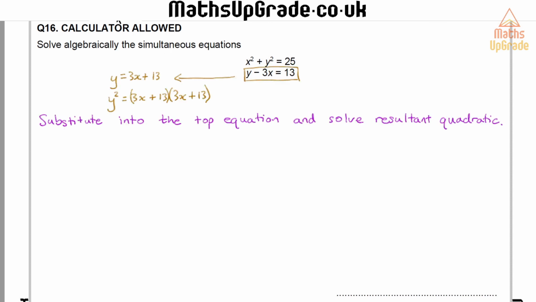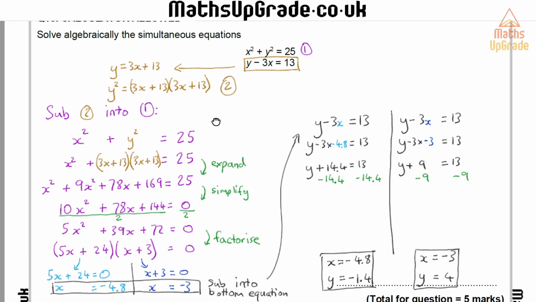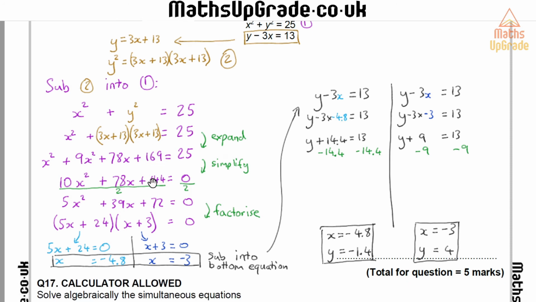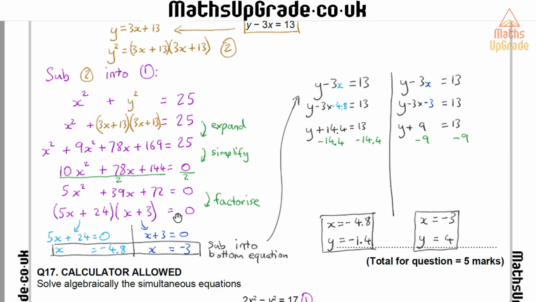That gives me y equals 3x plus 13. So that means y squared must be 3x plus 13 all squared. I'm going to substitute that into the top equation. That then gives me x squared plus (3x plus 13)(3x plus 13) equals 25. Expand the brackets, simplify, and I'm just going to divide by a factor of 2, since every term here has got an even coefficient. That gives me 5x squared plus 13x plus 72. That makes it easier to factorize in the next step.